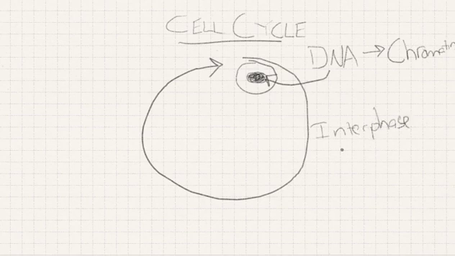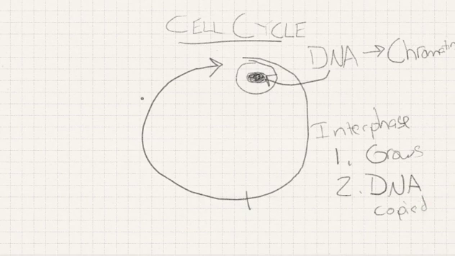And in interphase, two things happen. One, the cell grows, and it might spend half the time growing. And then the other thing that happens is the DNA gets replicated or copied. And that might take place from here to, let's say, about here. So that's interphase. This next part over here is when something happens called mitosis.